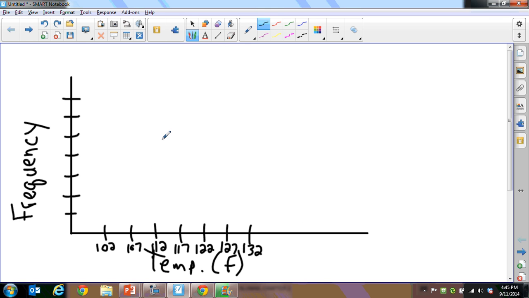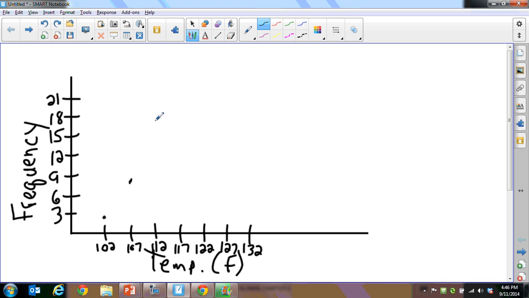Okay. And our frequency, the same. You've got to figure out your scale, what works. For us, it's 3, 6, 9, 12, 15, 18. I do have an extra one, but it's okay. We can label it. At 102, that was a frequency of 2. 107 was up to 8. 112 was up to 18.